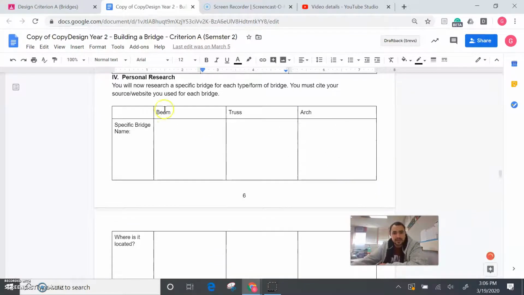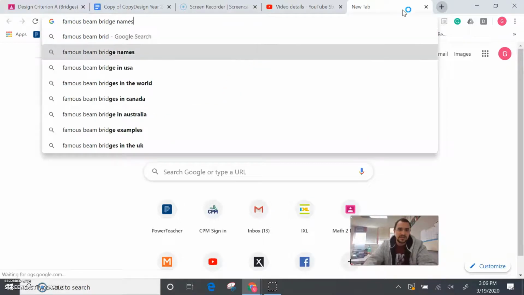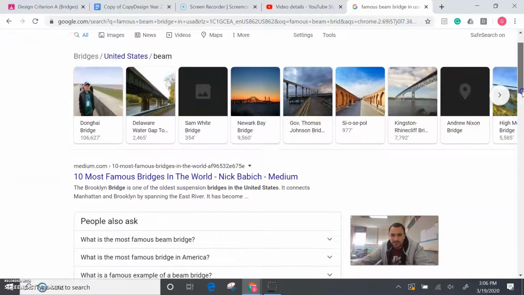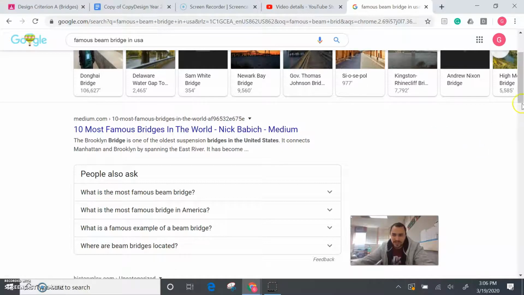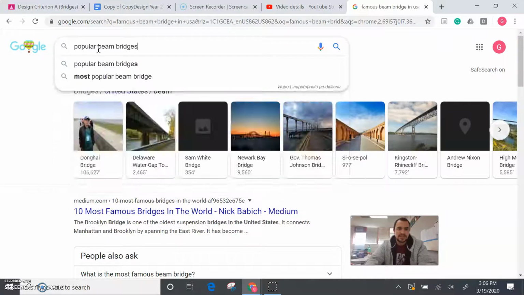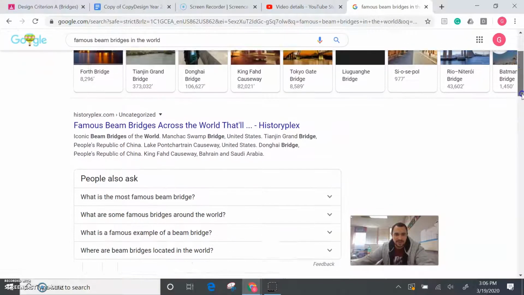Then here, you're going to do your own research on a famous bridge, a famous beam bridge, a famous truss bridge, a famous arch bridge. So if I were to just do this, famous beam bridges in USA. So I'm just looking this up. There's some here: Samart Bridge, Newark Bay Bridge, the Thomas Johnson Bridge. So these are just famous bridges. I would say popular beam bridges in the world. You could do that. So there are some other bridges here that are famous.